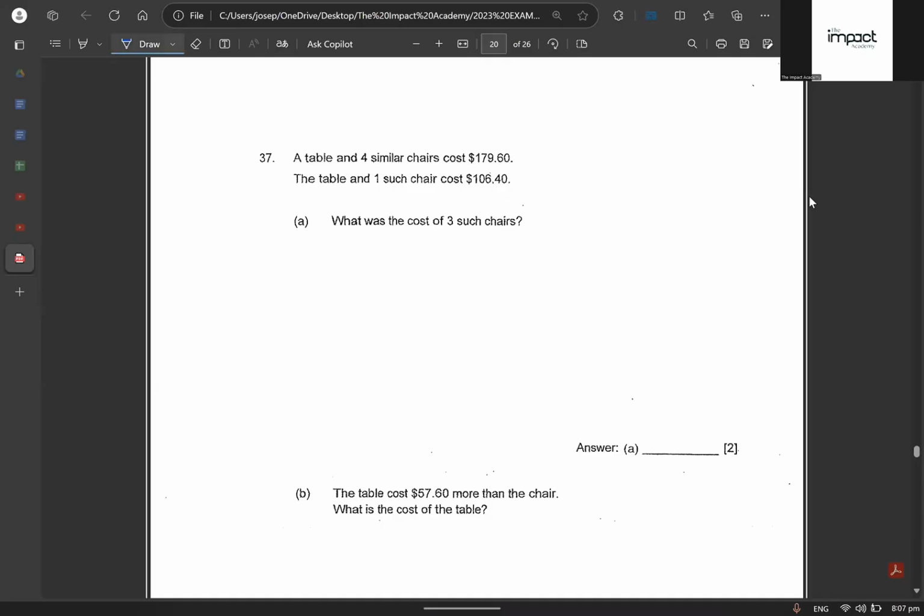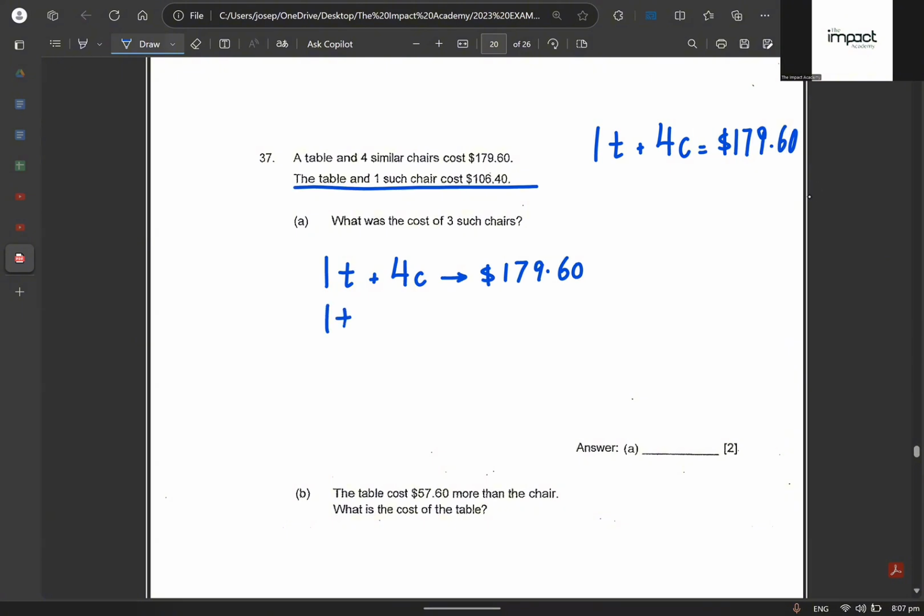Now, let's read the question together. One table plus 4 chairs. How much is that? $179.60. Am I making sense or not making sense? Okay, so 1 table plus 4 chairs is actually equals to how much? $179.60. Correct or not? And then what else did they say? 1 table plus 1 chair is actually equals to how much? $106.40. Can everyone write this down first?